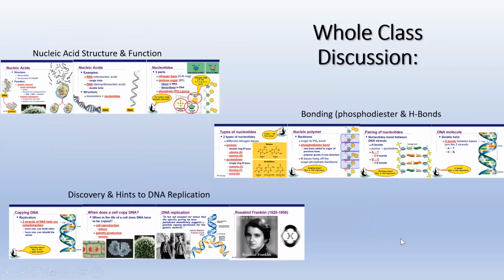And then during the whole class discussion, there are some slides that we'd work through with the PowerPoint that go through a few subtopics. First is nucleic acids, their structure and their function, dealing with what nucleic acids are, the different kinds there are between DNA and RNA, and the subpieces of those nucleotides, the nitrogenous bases, the pentose sugar and the phosphate group. The next component is the bonding, with the phosphodiester bonds and the van der Waals forces between the nucleotides.